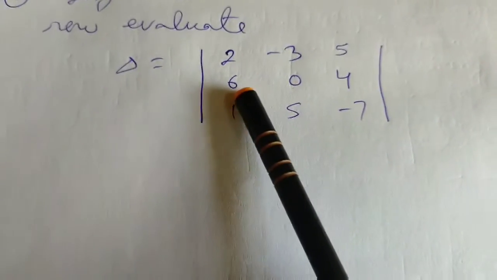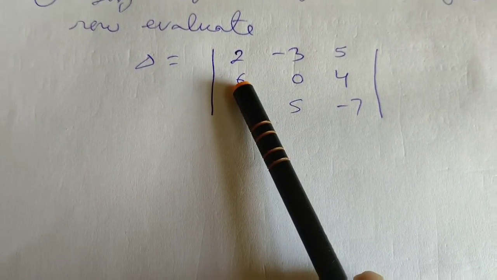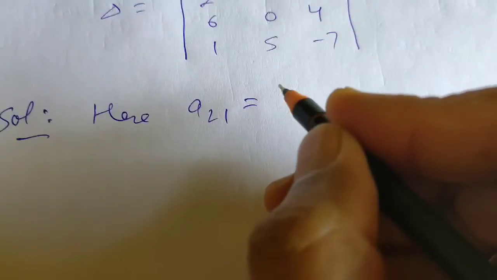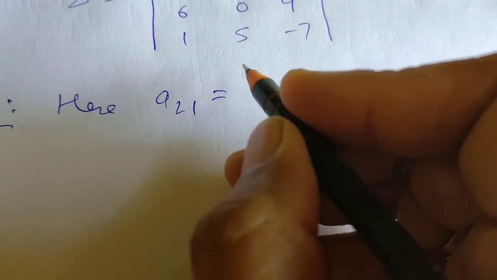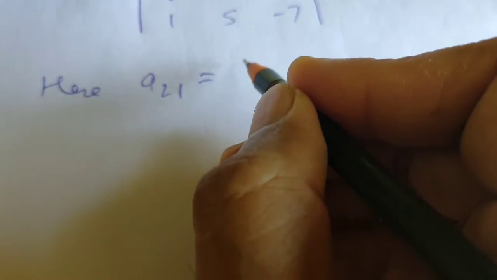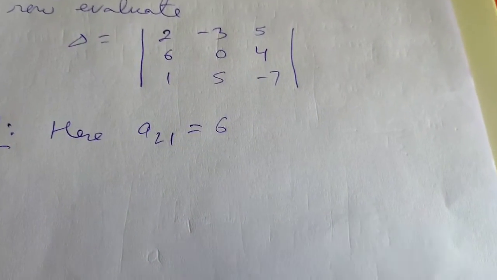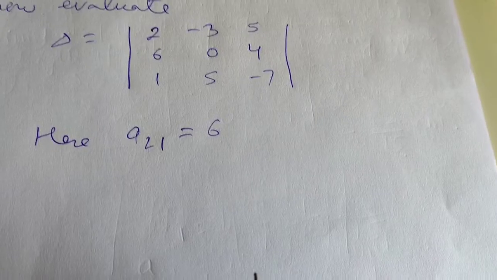6, 0, 4. First of all, we'll find out the position of the first element of the second row, that is A21. Let us solve this one. Solution. Here A21, that is the first element of row 2, is equal to 6. Now, next we have to find the cofactor of A21.